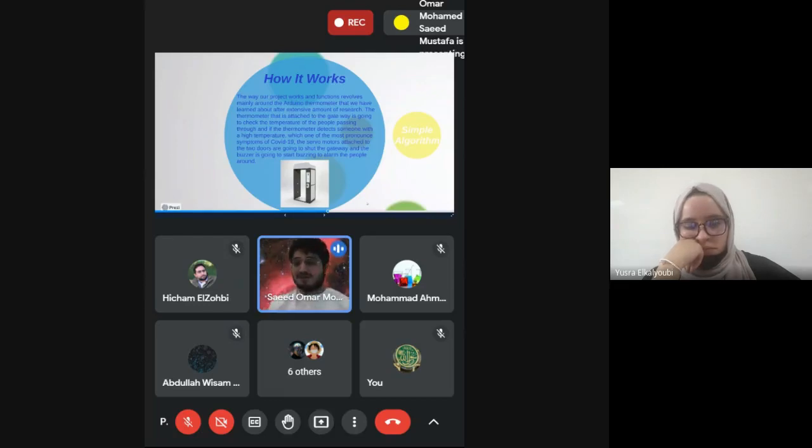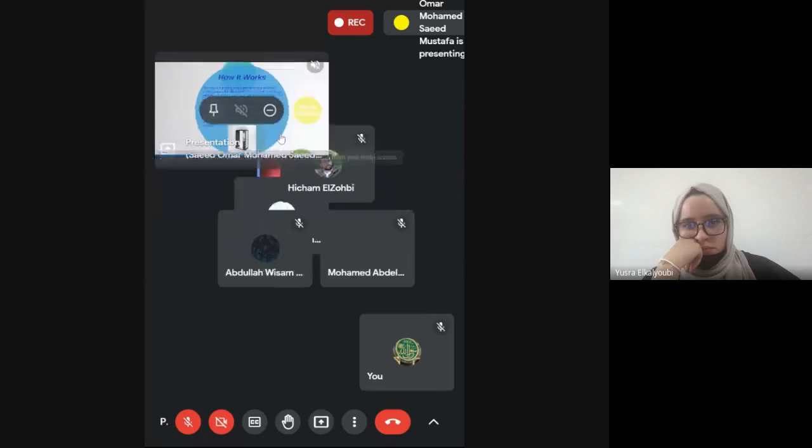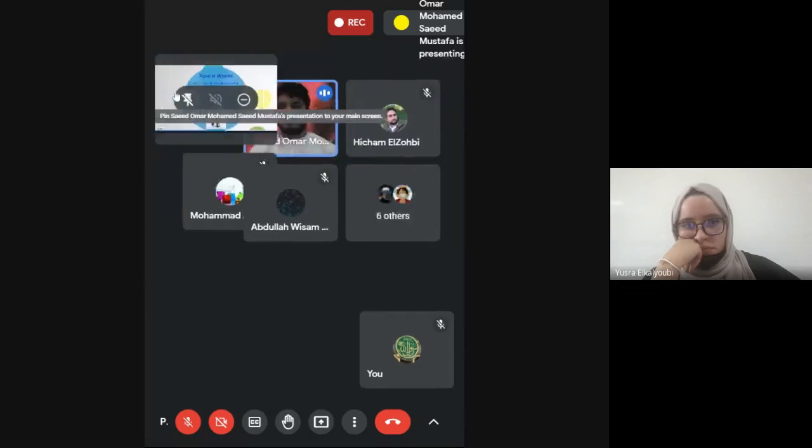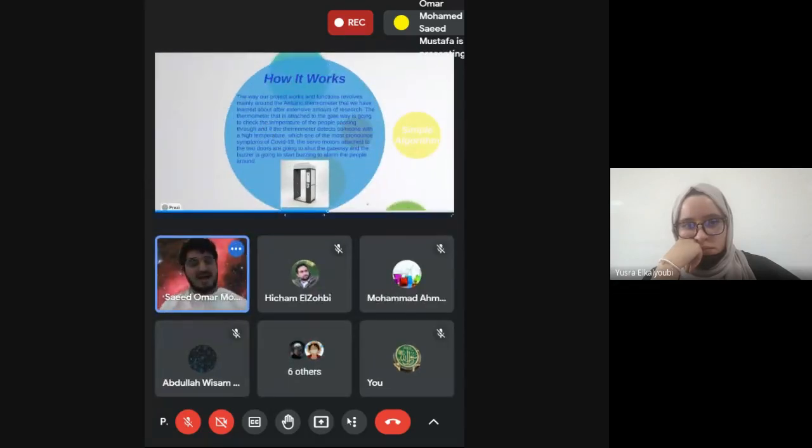So the Arduino thermometer is going to be attached to the gateway, and it's going to check the temperature of people passing through. And if the thermometer detects someone with a high temperature, and as we know, high temperature is one of the most pronounced symptoms of COVID-19, the servo motors attached to the gate are going to close and not let the person run away while the alarm buzzer starts working.